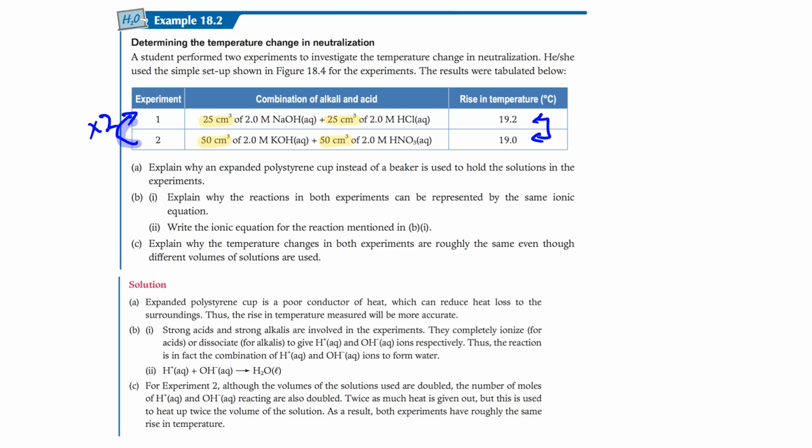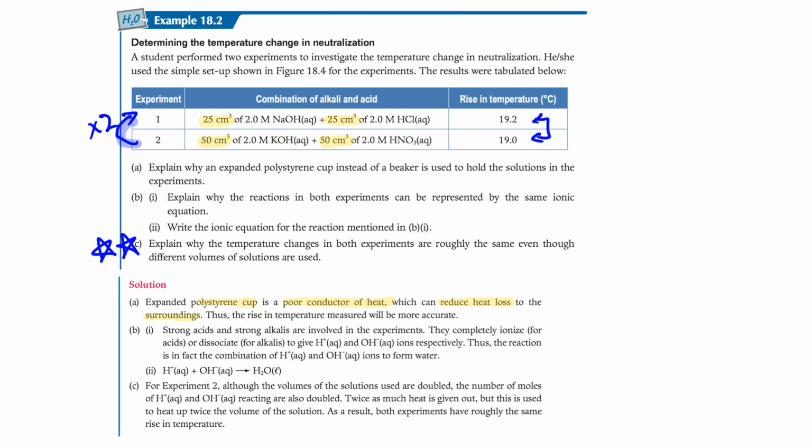For these examples, I strongly recommend you to revise part C. That one is the most important, and we always see that in the DSE exam. So I'll just have a quick look at A and B first. A: explain why an expanded polystyrene cup instead of a beaker is used. Just like what we have mentioned just now, the expanded polystyrene cup is a poor conductor of heat, so it can reduce heat loss to the surroundings.